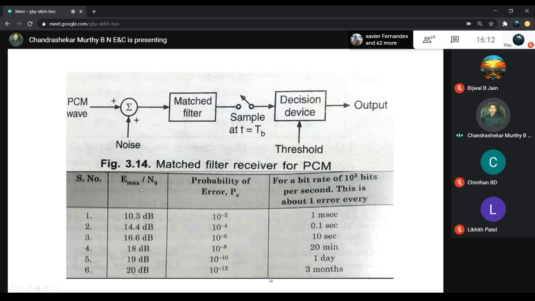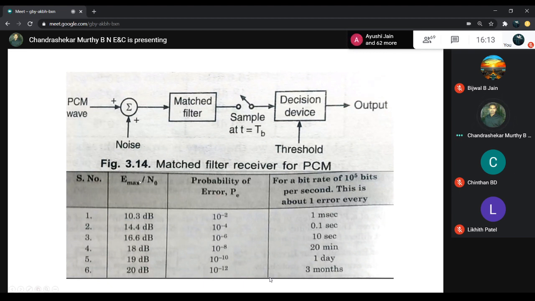Similarly, we are taking Emax by N naught against the probability of error, PE. For a bit rate of 10 power 5 bits per second, this is about one error every so much duration. If Emax by N naught is 10.3 dB, the probability of error is 10 power minus 2, and one error will occur every 1 millisecond. That is nothing but the probability of error being higher here.